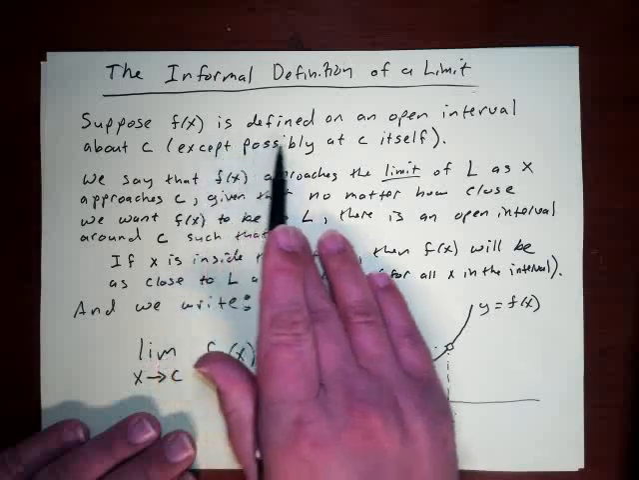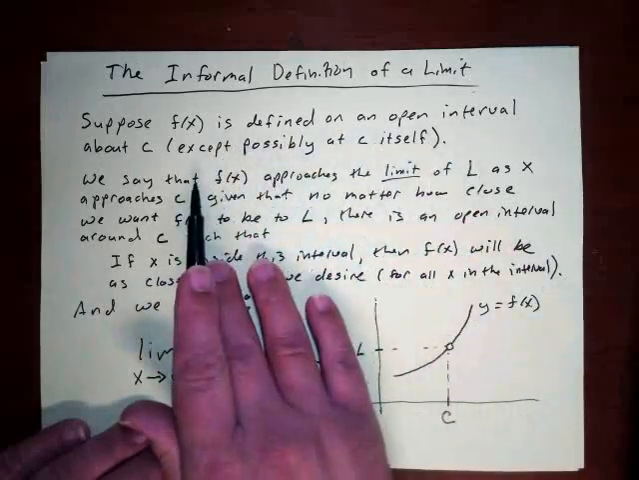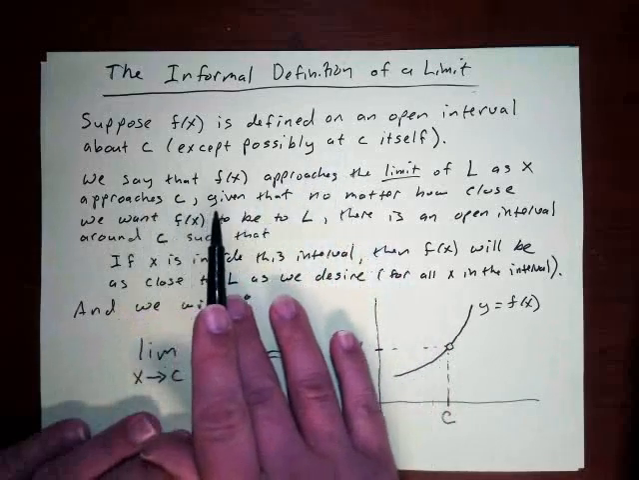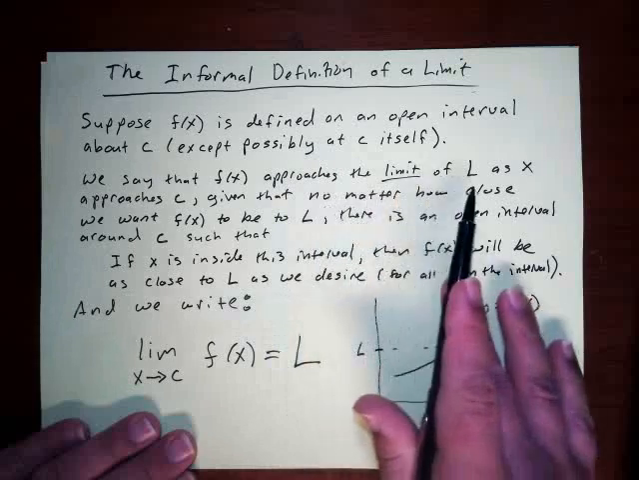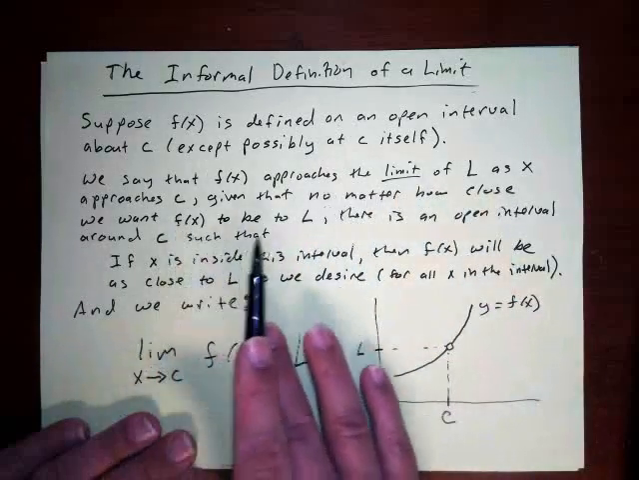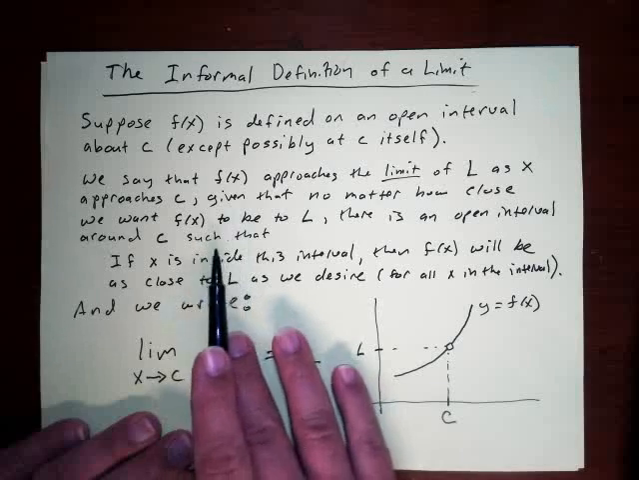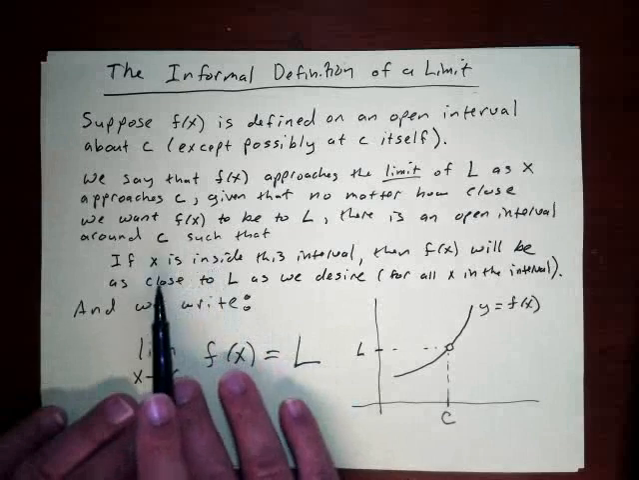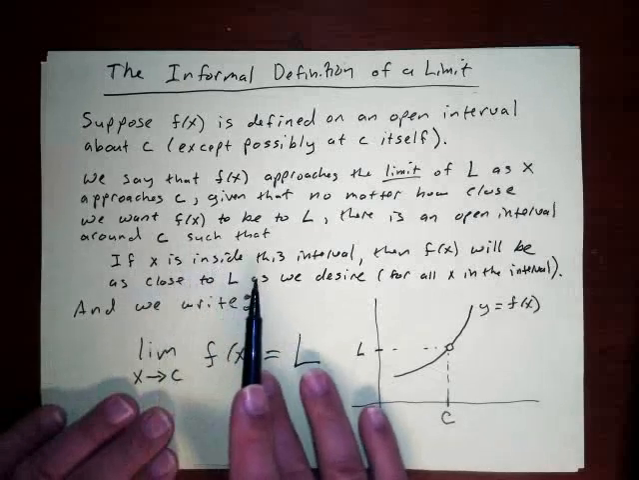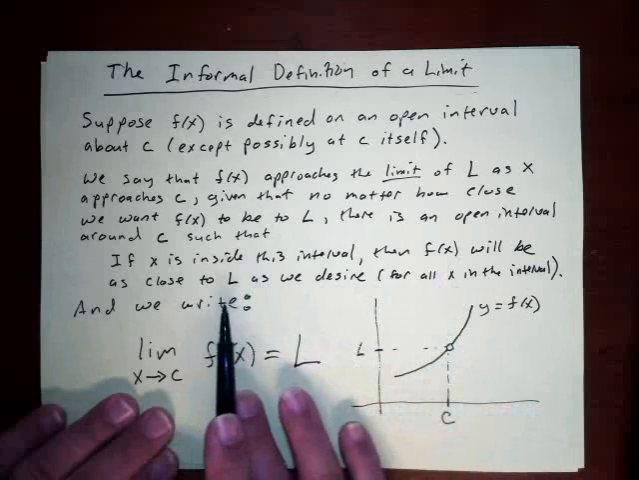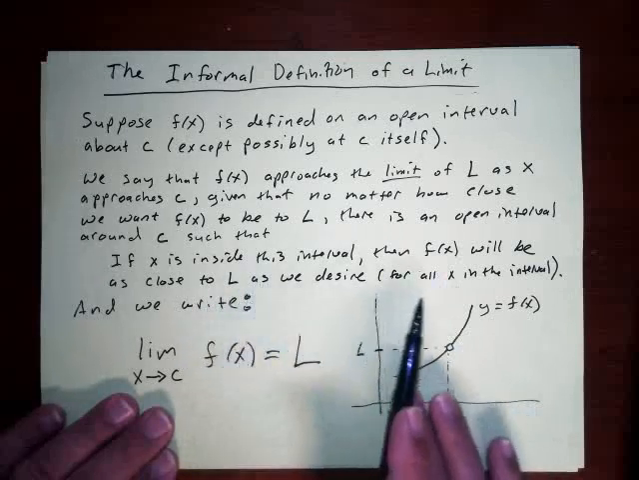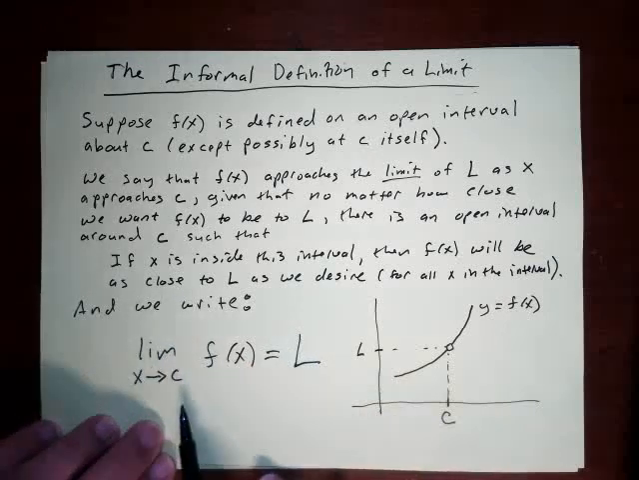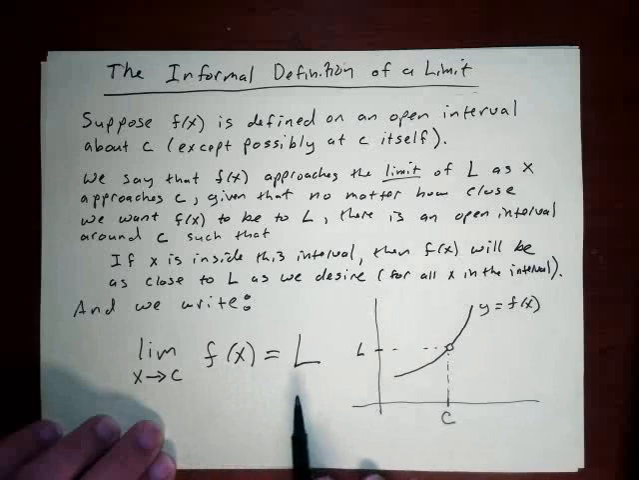So it says, suppose f of x is defined on an open interval about c, except possibly at c itself. So we say that f of x approaches the limit L as x approaches c, given that no matter how close we want f of x to be to L, there is an open interval around c such that if x is inside that interval, then f of x will be as close to L as we desire for all the x that are inside the interval. And then we'll write the limit as x approaches c of f of x is equal to L.